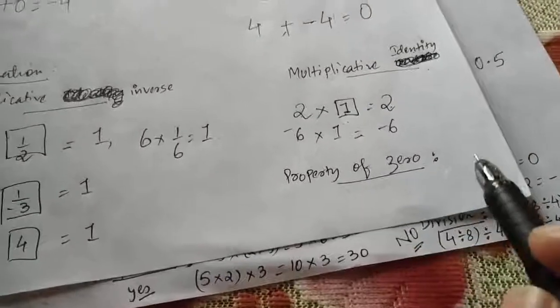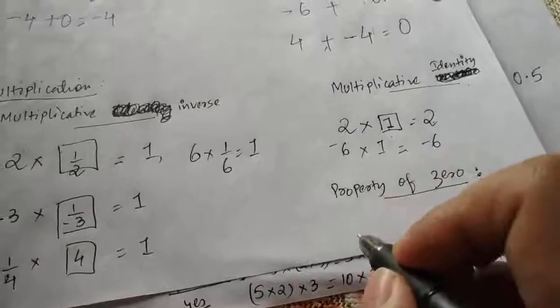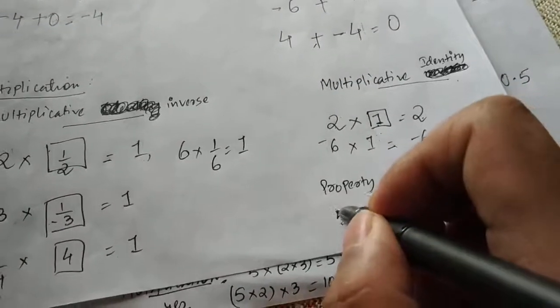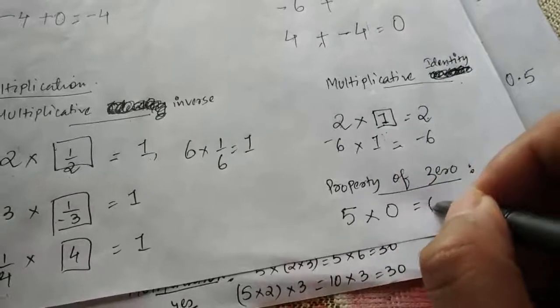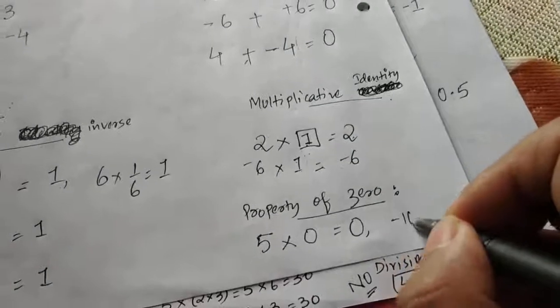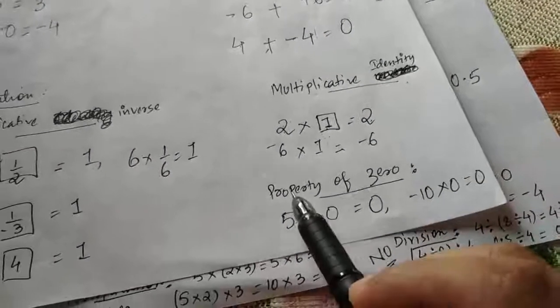And lastly, property of 0. Property of 0 means whenever any integer is multiplied with 0, we get the answer 0. Okay, with the 0 we don't have to write any plus or minus sign, just 0. Suppose we multiply minus 10 with 0, we will get 0 only. This is known as the property of 0.